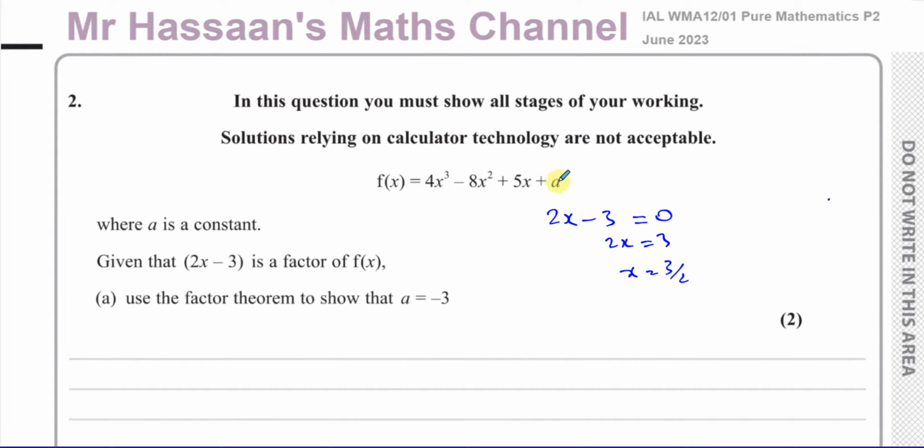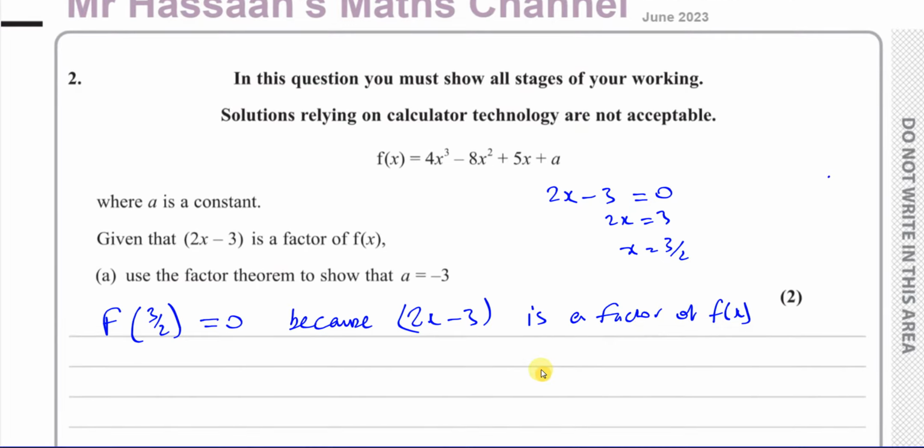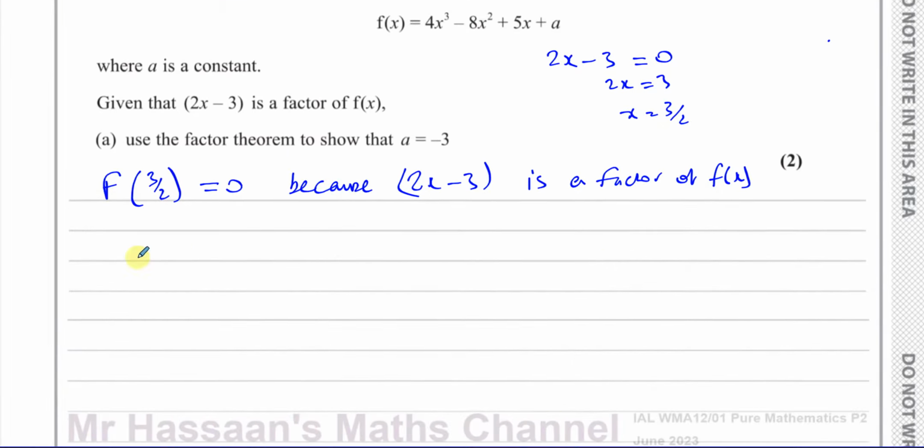And that's how we can find a, because when we put x equals 3 over 2 in here, f of x will be 0, and a will be the only thing we don't know. So basically you substitute 3 over 2 instead of x, and what will come out is 0. What's the reason this is true? Because by the factor theorem, 2x minus 3 is a factor of f of x, so we know for sure this must be true. So now we can go ahead and do that calculation. I can say 4 times 3 over 2 cubed minus 8 times 3 over 2 squared plus 5 times 3 over 2 plus a equals 0.